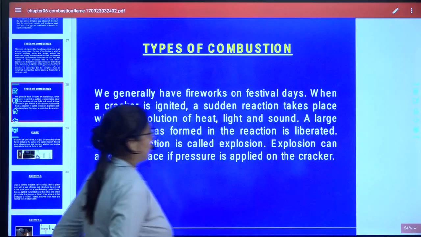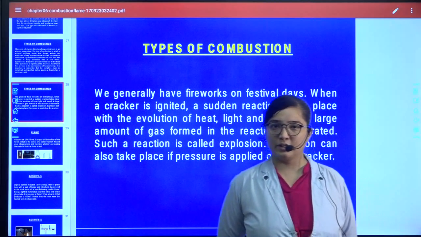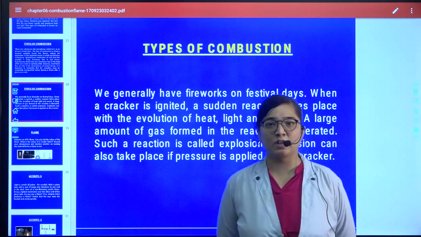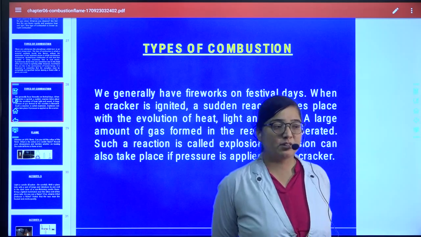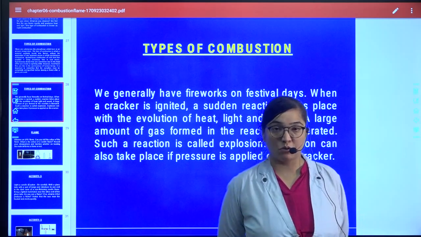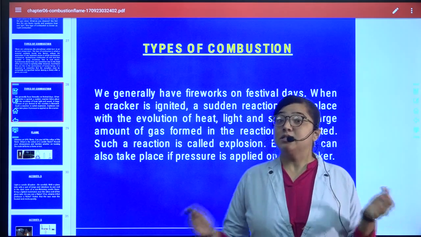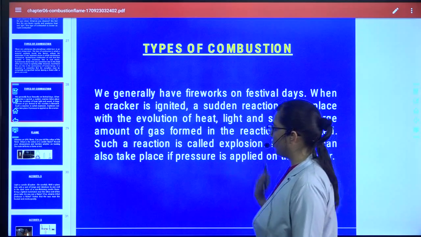Coming to the next type of combustion, Diwali. What do you do in Diwali? Whenever you are burning a cracker, what do you see? You can see light energy, you can see the heat. Everything gets heated up, and you can even hear the sound. So here sound is also produced, and that type of reaction is called explosion.